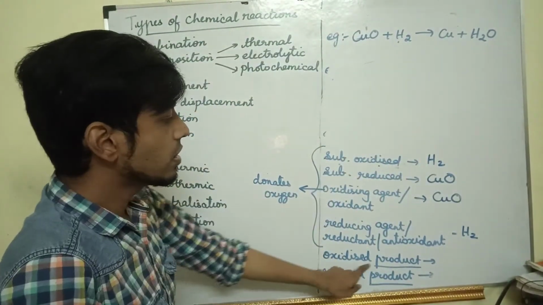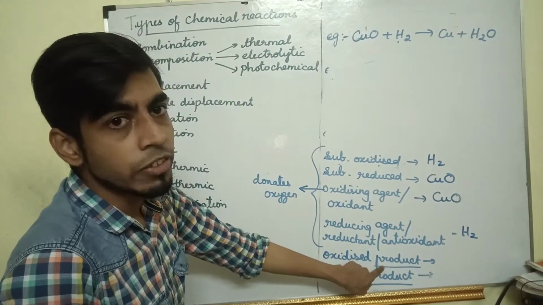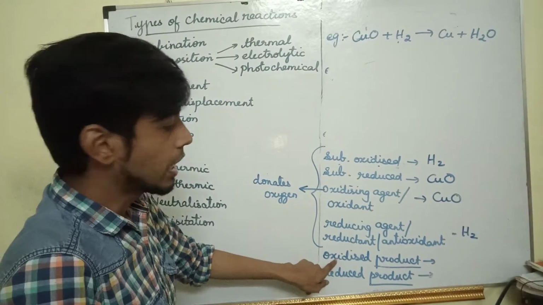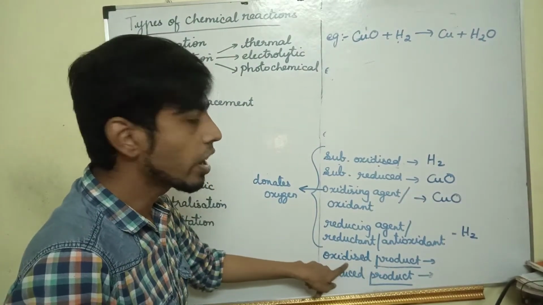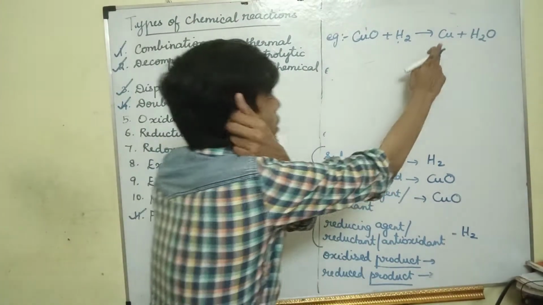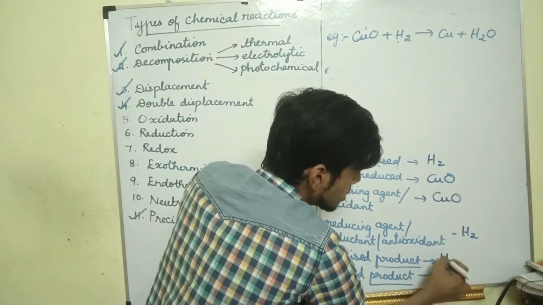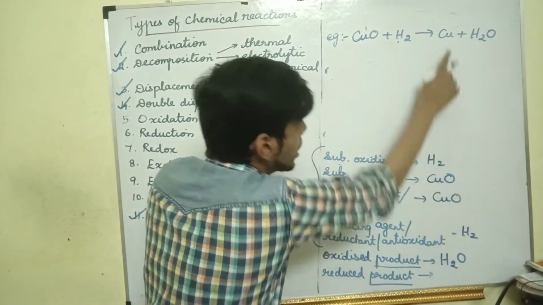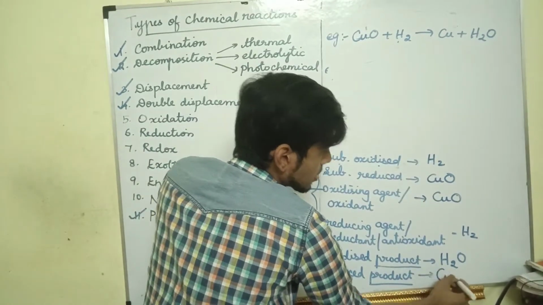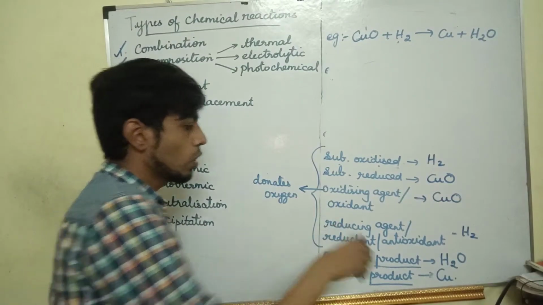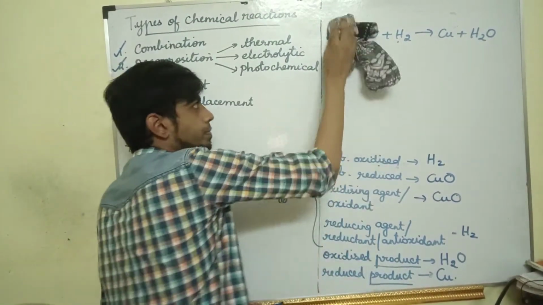Now which is the oxidized product? Which product is oxidized? That means in which product is oxygen present? H2O. So the oxidized product is H2O. The reduced product is Cu. Understood? Clear? So one more equation we will do.